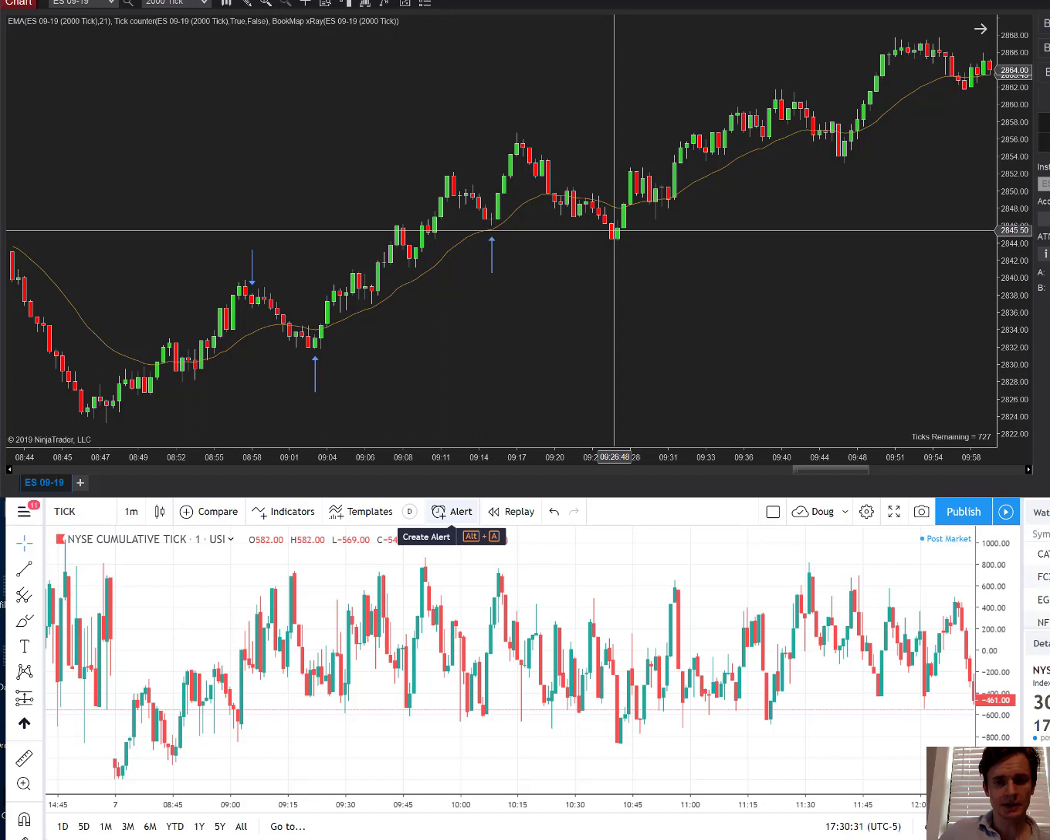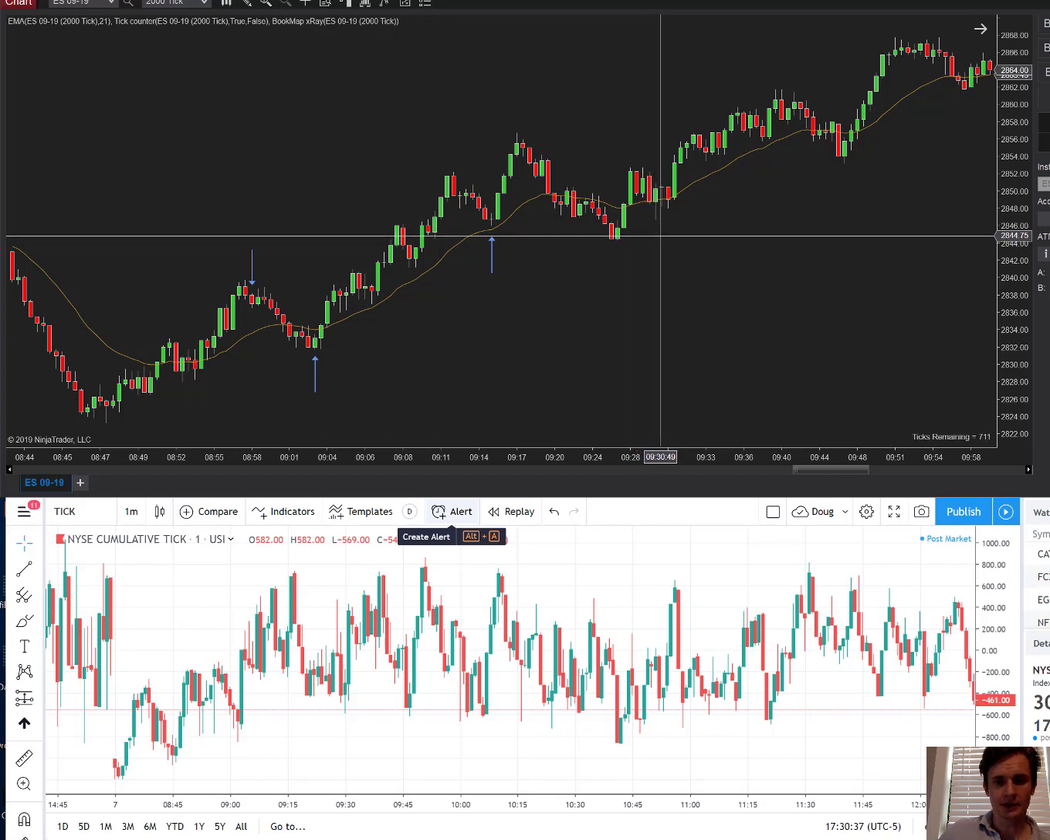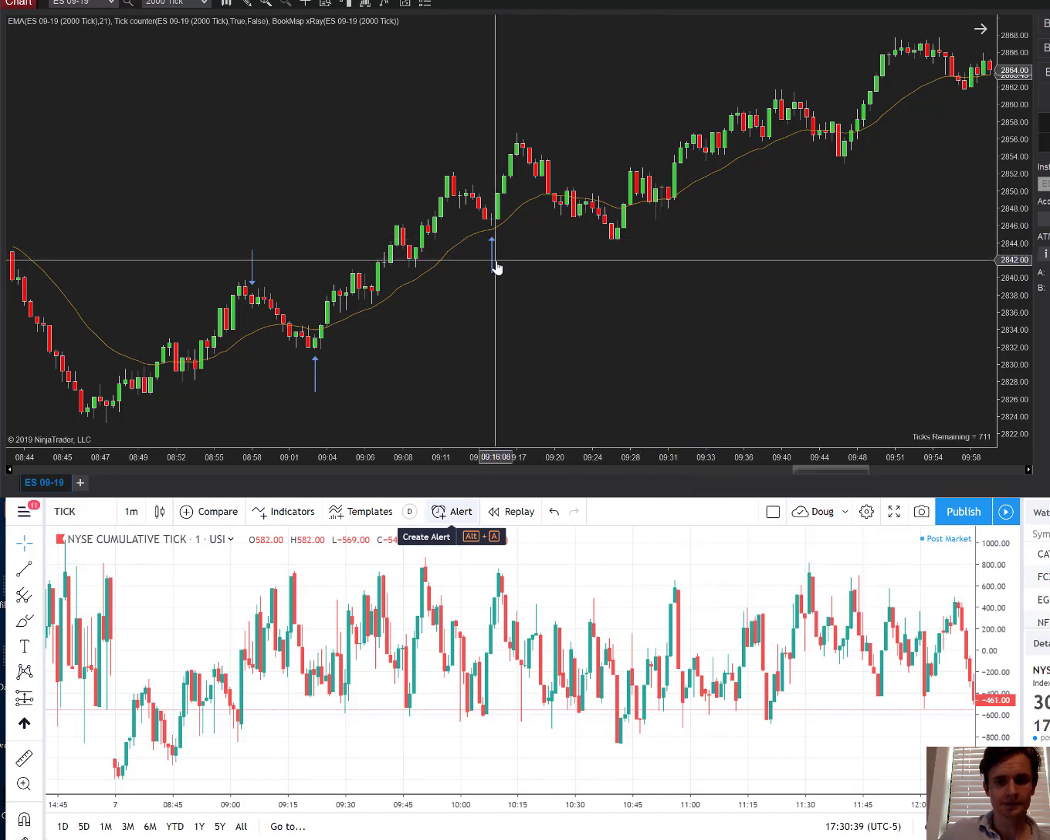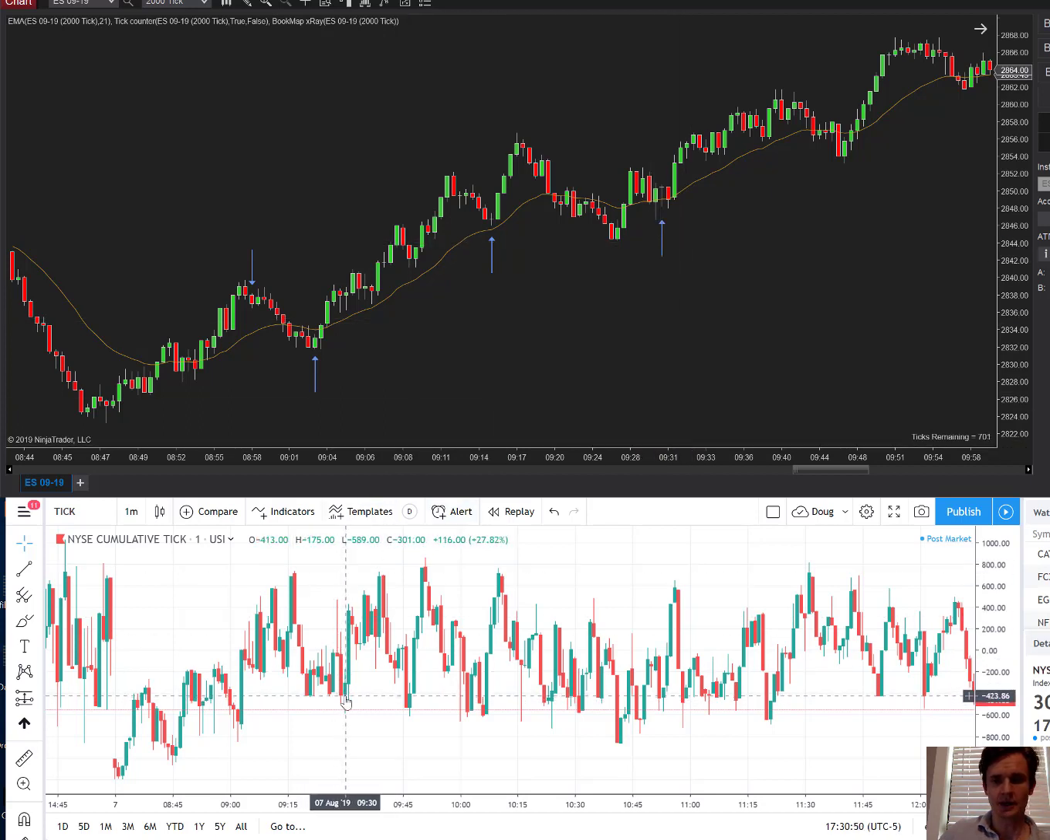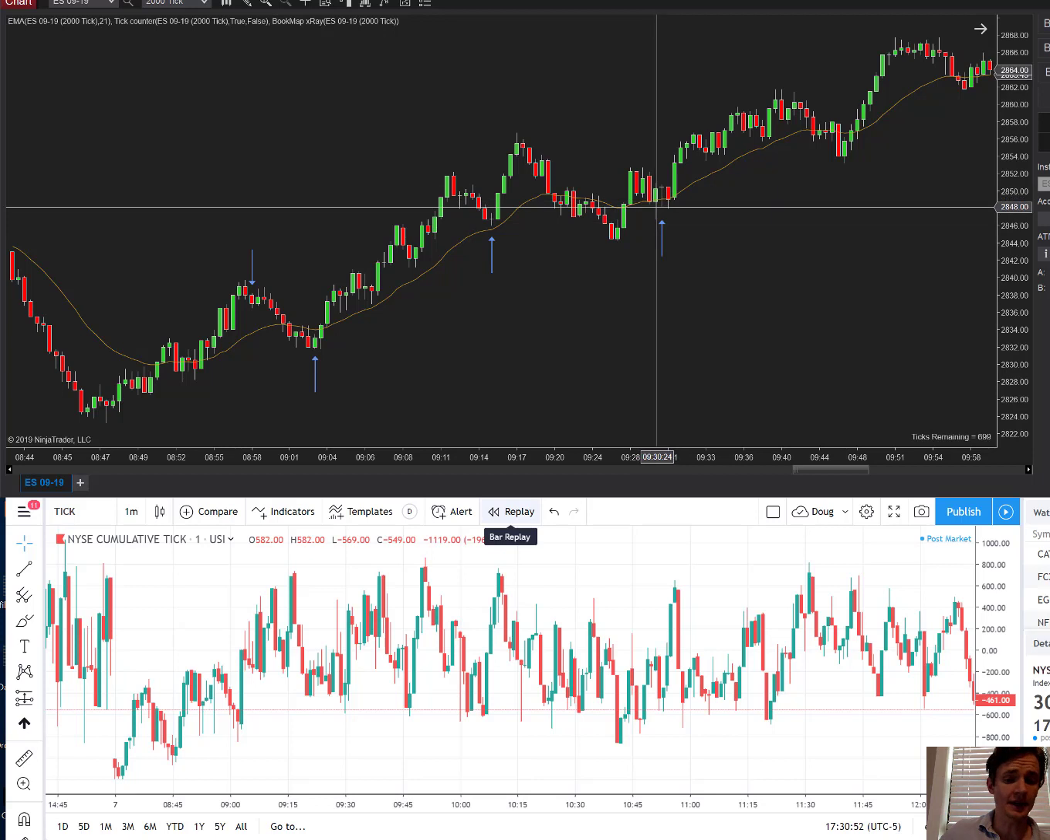So 926, that's potential. It's a little aggressive. 930 is right in here. You've hit it 3 times at that point on the order flow. So that's another good trade. 930, yeah.